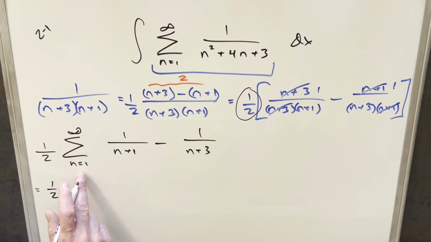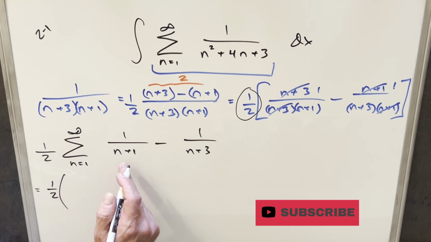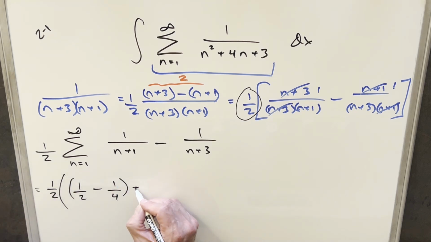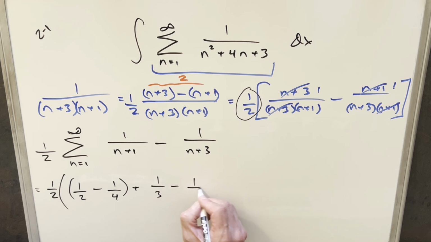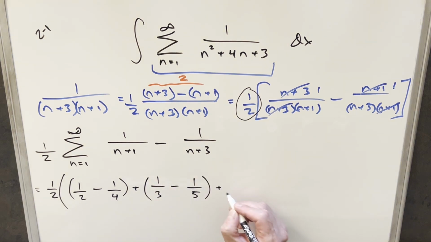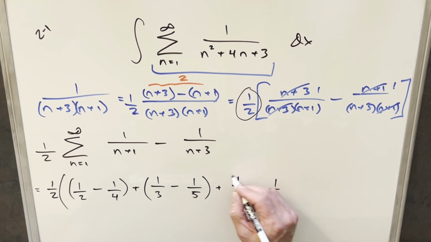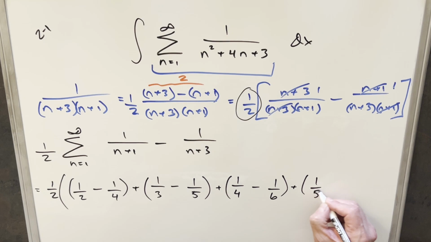To get a sense of it, let's plug in some values starting at n equals 1 and see what's happening. When n equals 1, this gives me 1/2 minus 1/4. Next, when n equals 2, this becomes 1 over 3 minus 1 over 5. Then we'll do a few more: 1/4 minus 1 over 6. Of course, this just keeps going on and on to infinity.